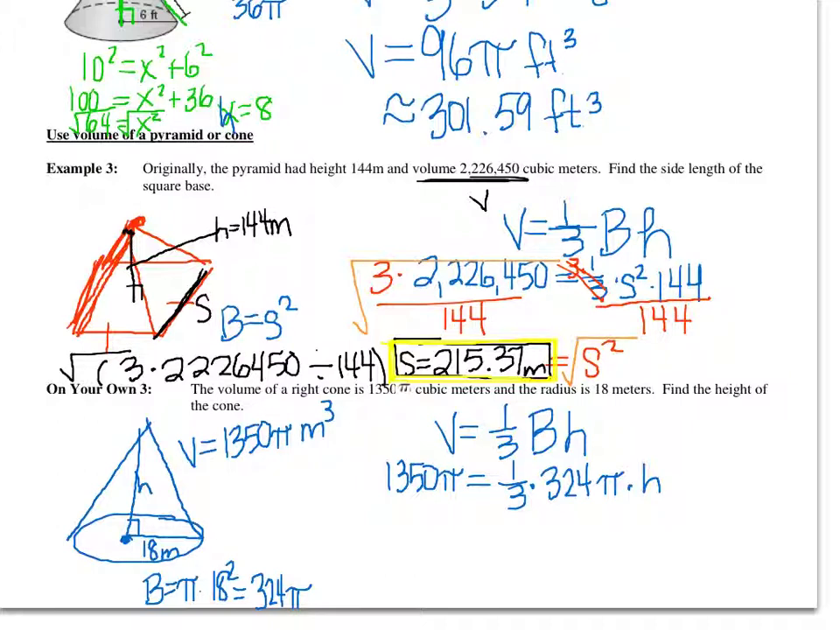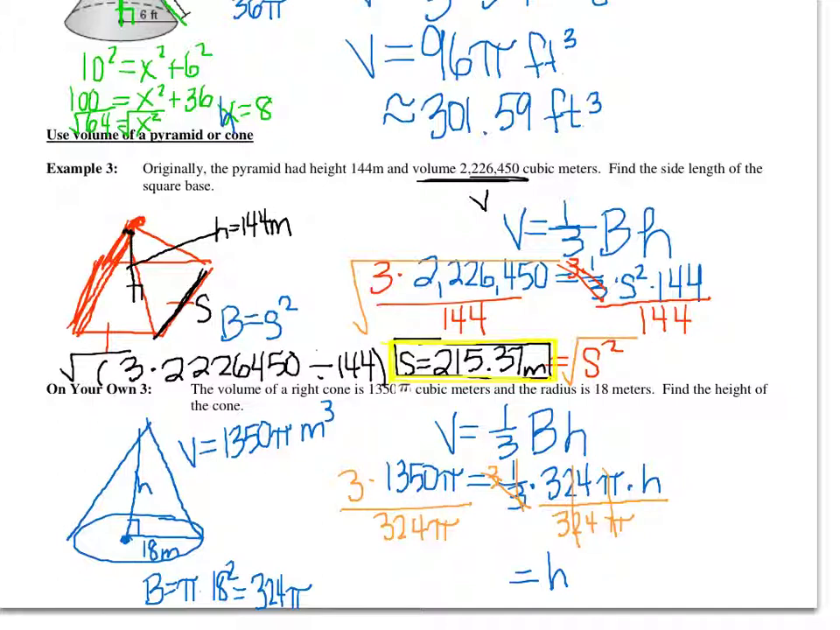Now I need to get my height all alone here. So again, let's start by undoing the fraction. To undo a 1/3 times something, we'll multiply by the reciprocal. So we'll multiply by 3. Okay, that'll cancel out the 3 and the 1/3. And then to get my h alone, since these 3 are all multiplied, we can divide both sides by 324 pi. That'll cancel out the 324 and the pi, and that'll leave us with just our height all alone.